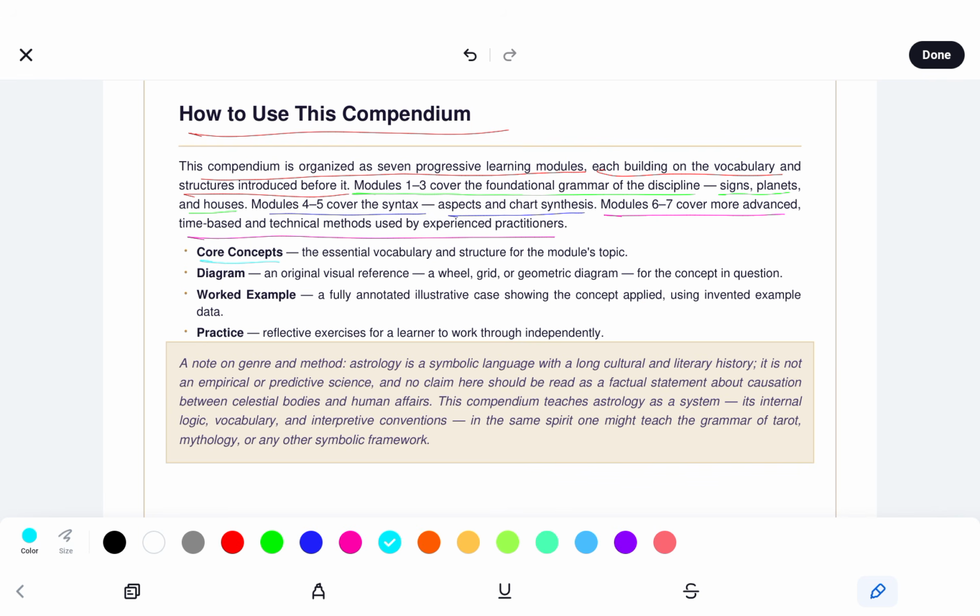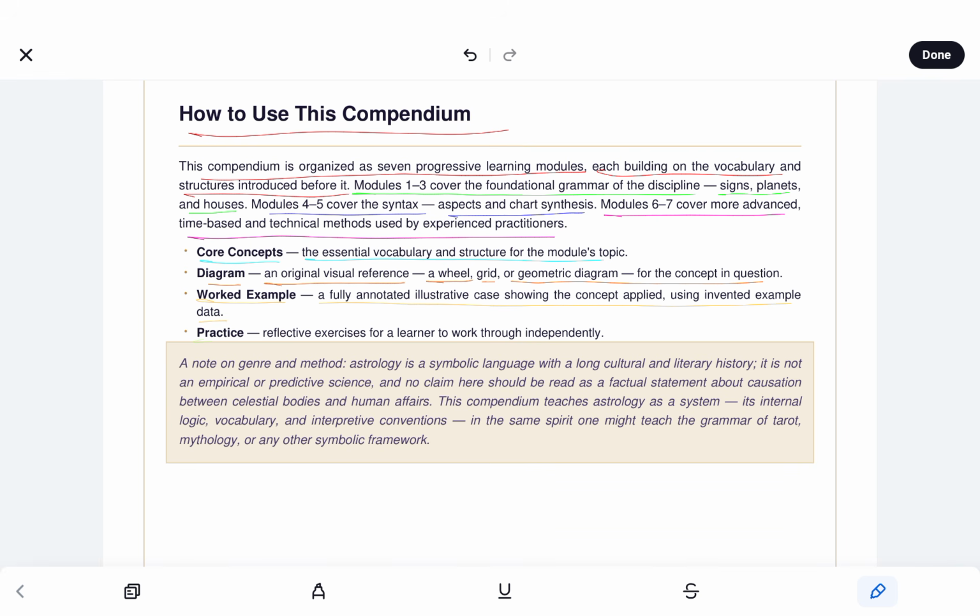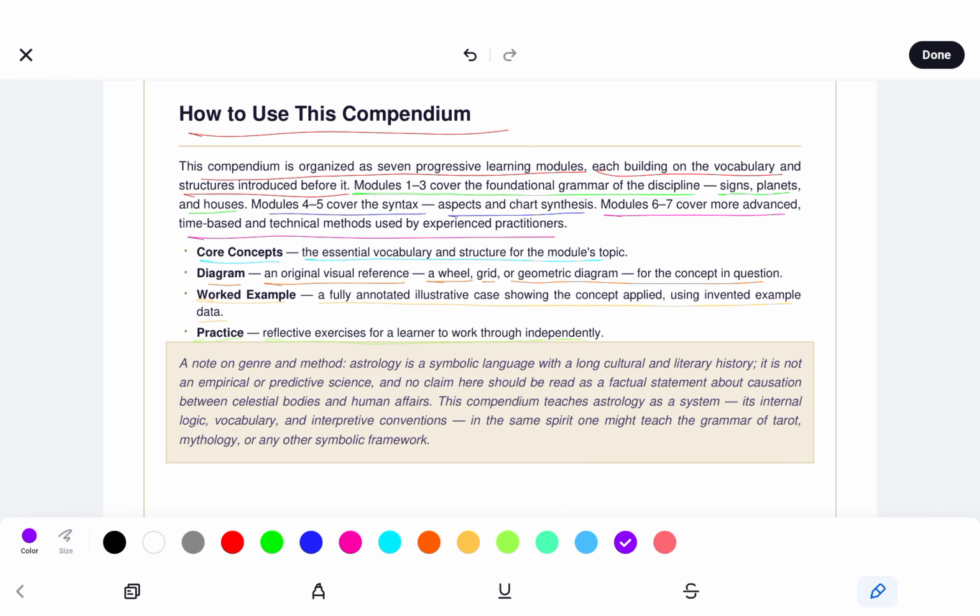We see the core concepts here, the essential vocabulary and structure for the module's topic. Diagram and original visual reference, a wheel, grid, or geometric diagram for the concept in question. Worked example, fully annotated illustrative case, showing the concept applied using invented example data. And practice, which is reflective exercises for a learner to work through independently.